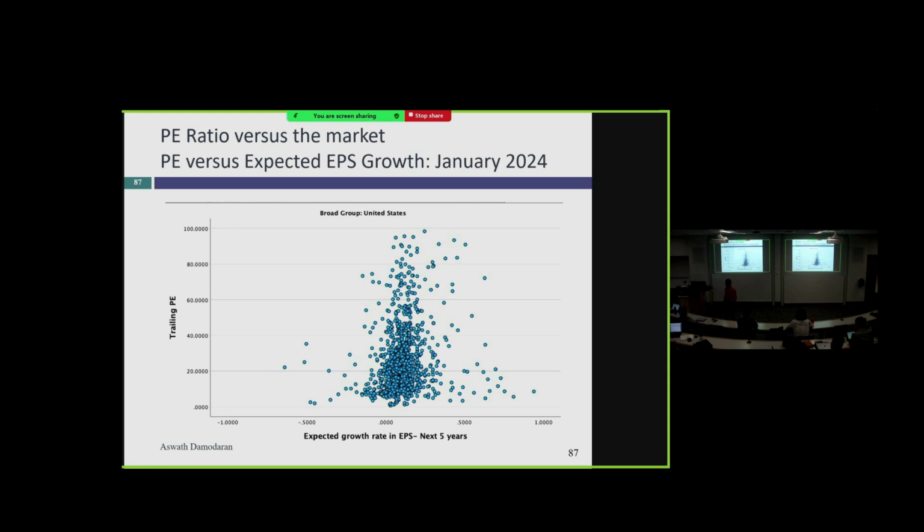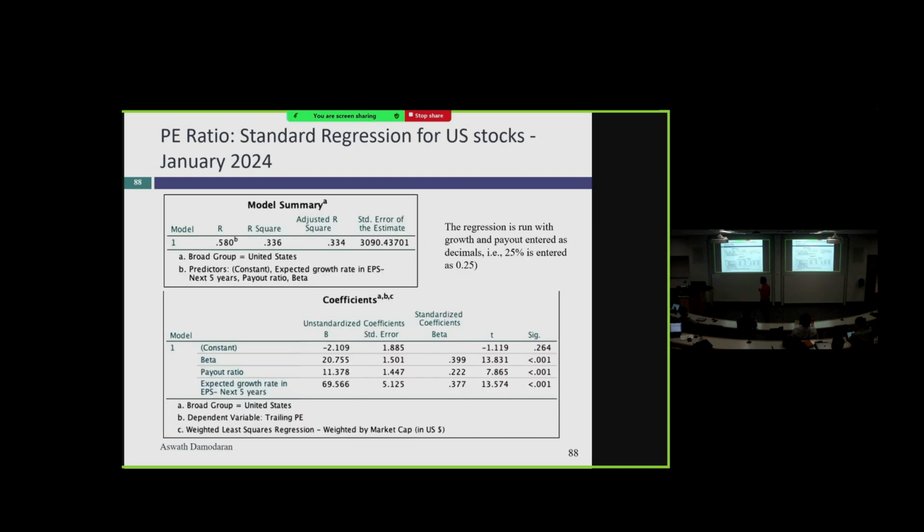Already, I know I shouldn't set my expectations too high on this regression, right? I mean, the points are not on this nice line, they're all over the place, which is what you should expect. You have 2,000 companies, who knows what's driving the PE ratio. Undaunted, I said, I'm going to run the regression anyway, and I was actually pleasantly surprised with the R squared. I got a 33% R squared, which is not bad. A third of the variation in PE ratios across companies I can explain.